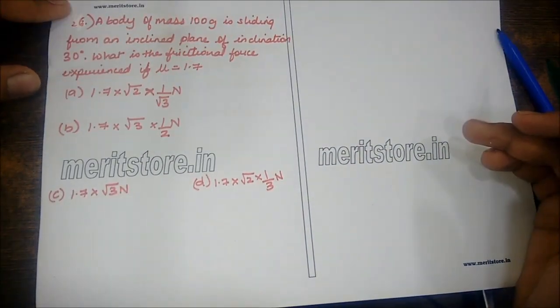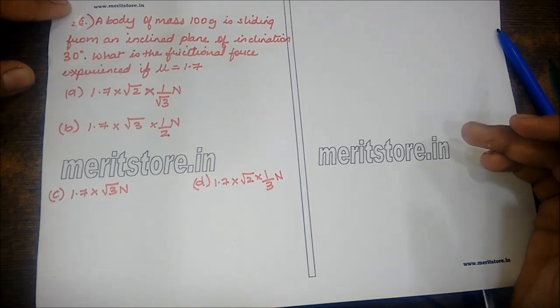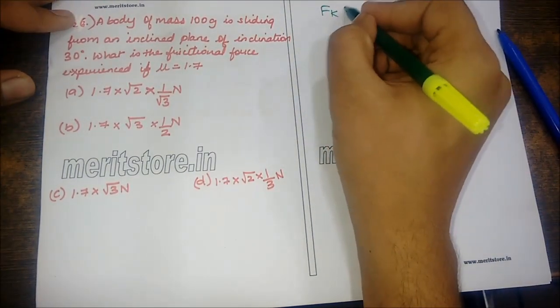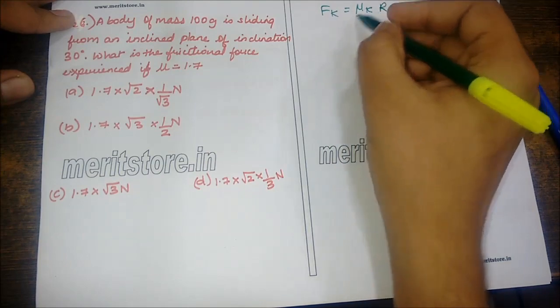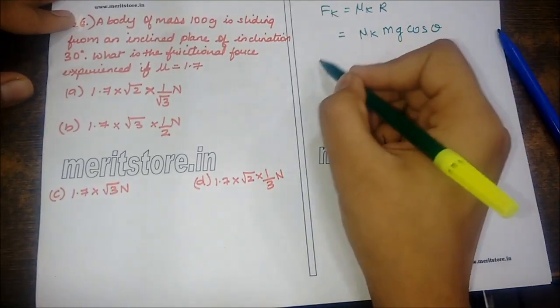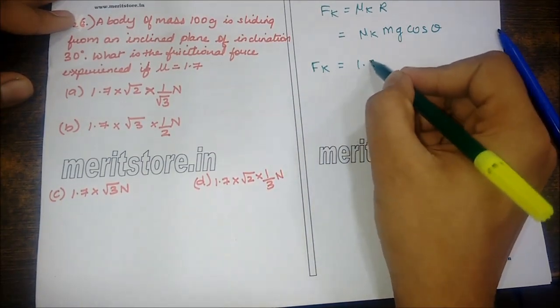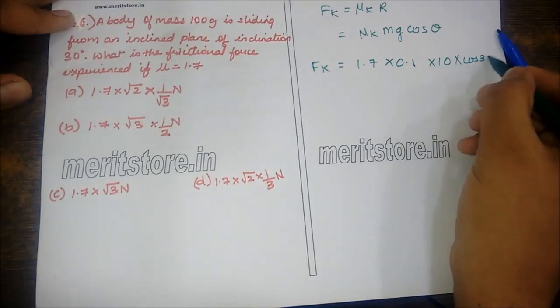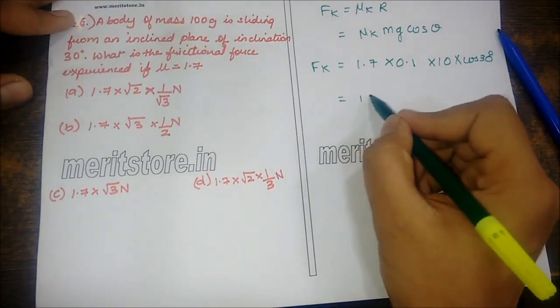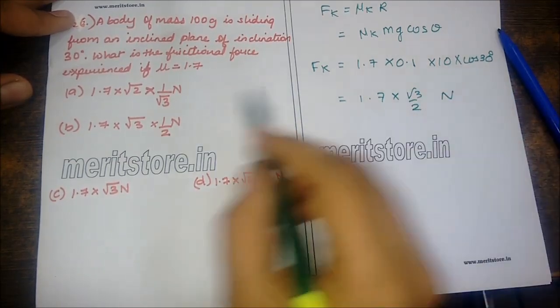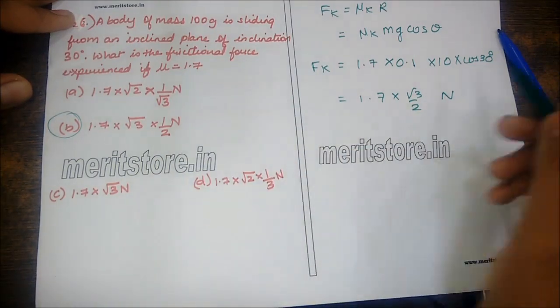A mass of 100 gram is sliding down an inclined plane of inclination 30 degree. What is the frictional force experienced if mu is equal to 1.7? So now we know that Fk is equal to mu k into R, where this is mu k mg cos theta. Fk is equal to 1.7 into 0.1 into 10 into cos 30, which is equal to 1.7 into root 3 by 2 Newton. So option B, 1.7 into root 3 by 2 Newton is the correct answer.